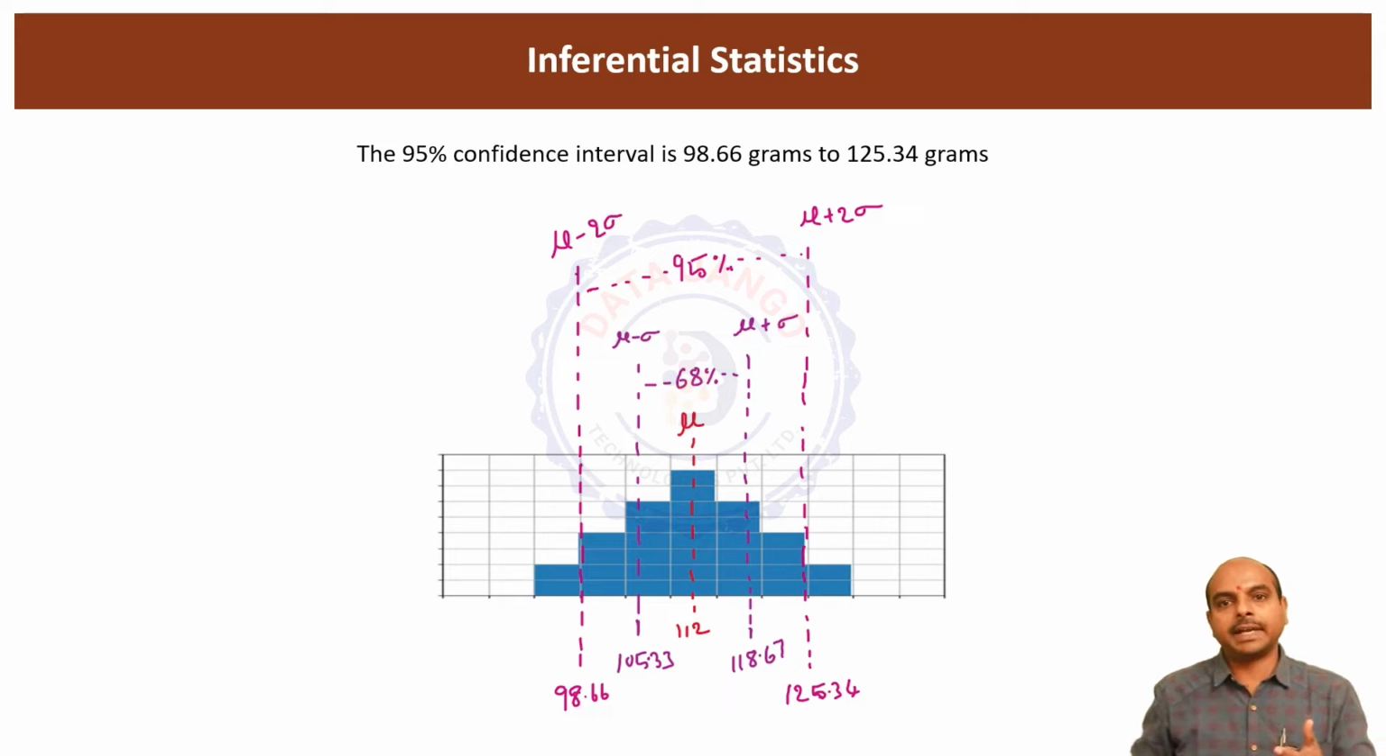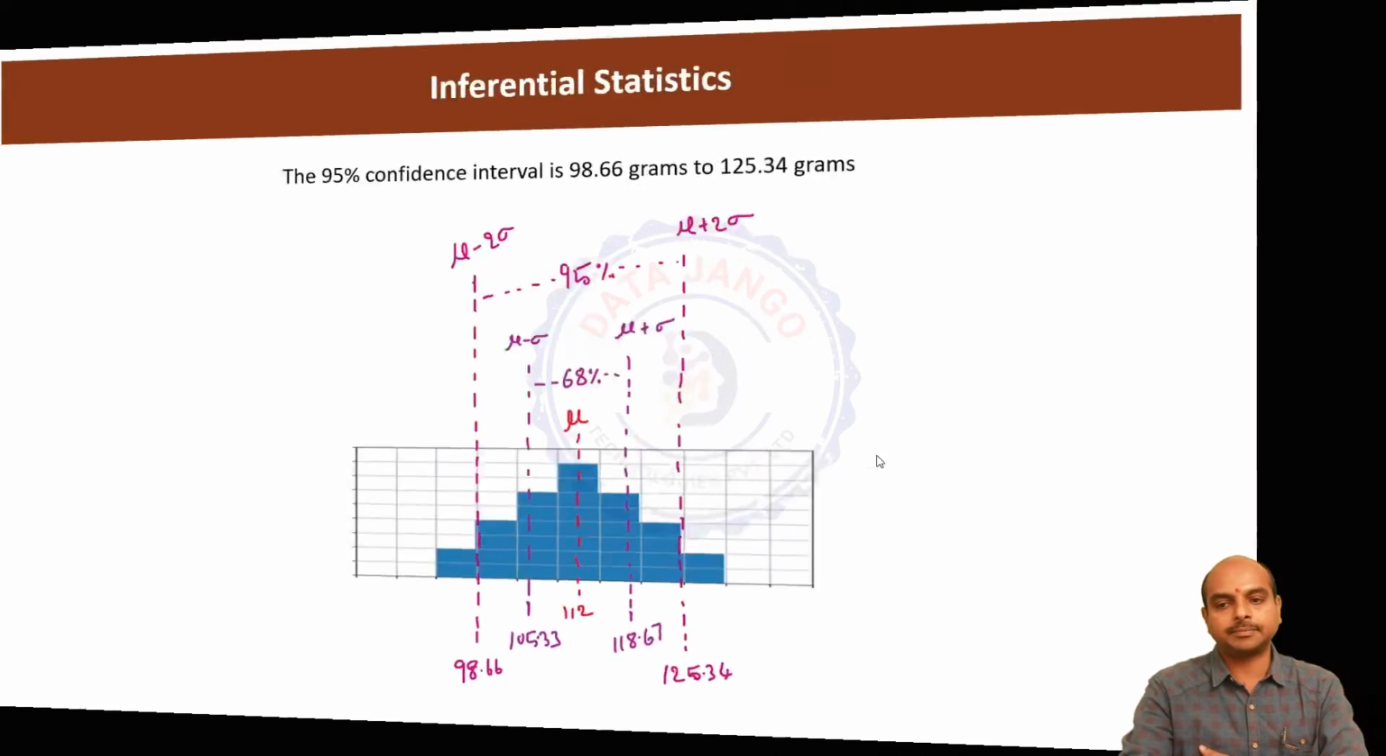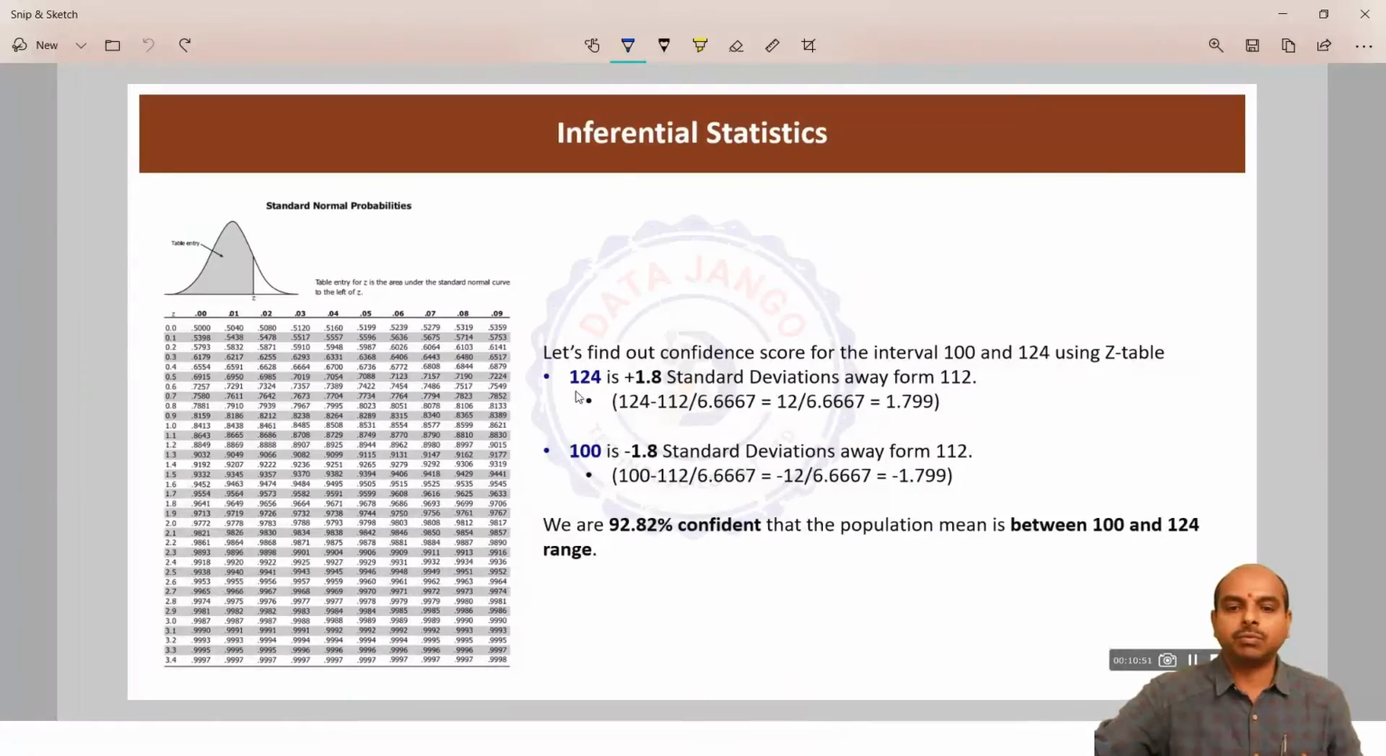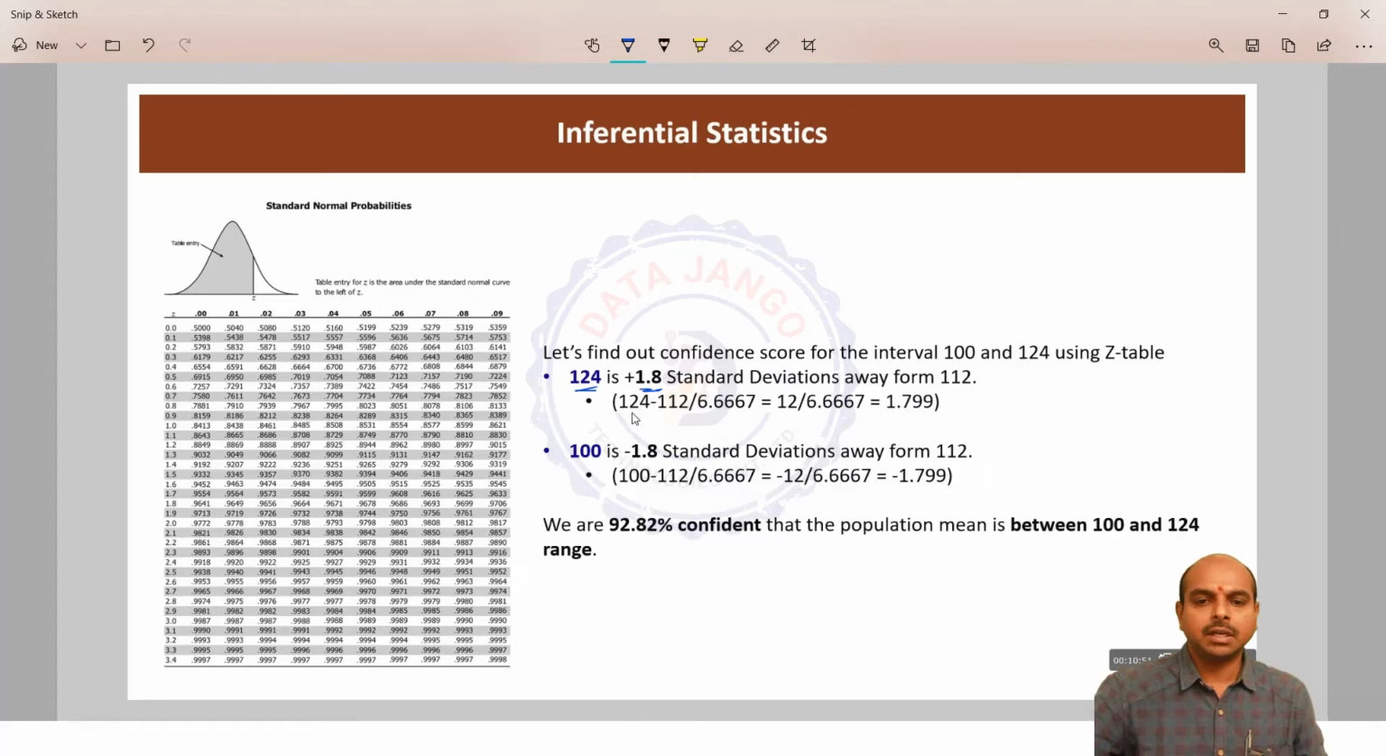Now we need to find out the exact score, right? The exact score of the range between 100 and 124. Let us see how to do that. 124 is 1.8 standard deviations away. How did I calculate that? For 124, I calculate the z-score.